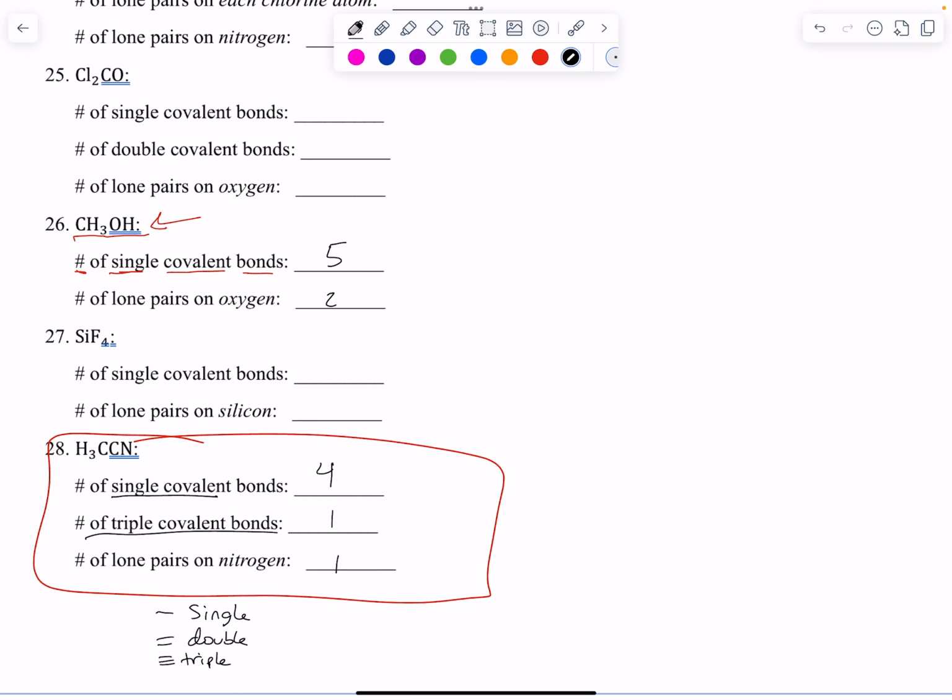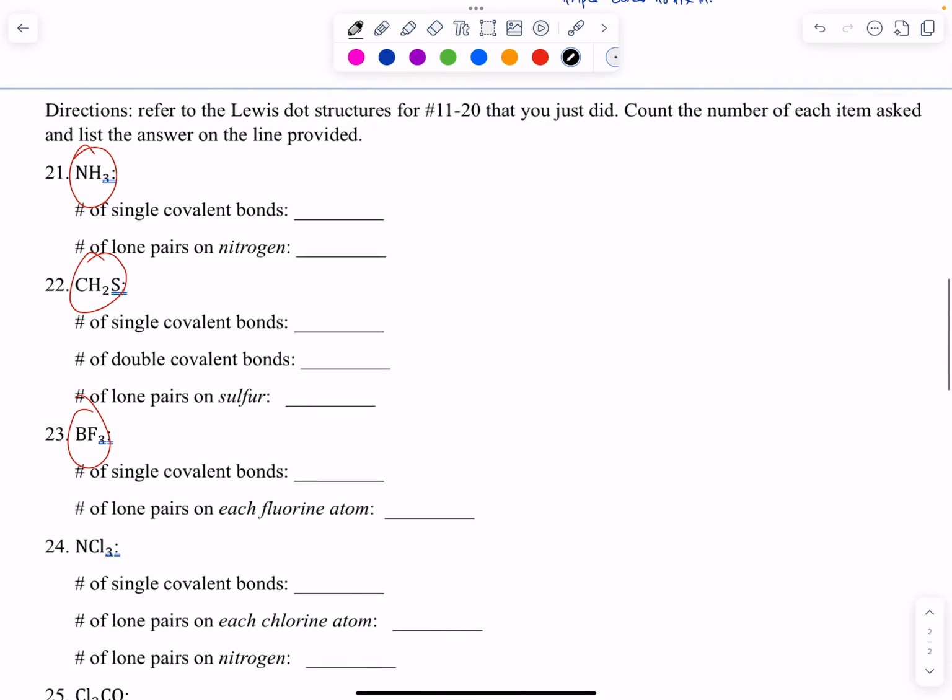So you do the same thing for the other ones. Look at the molecule from the previous page and count up what it's asking you to count up. And that is how you do this worksheet.